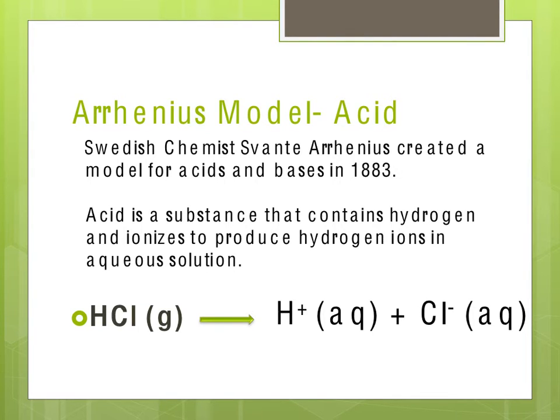So we have an example here of HCl, or hydrogen chloride gas, which produces H+ ions. There we go. That's our H+, our hydrogen ion, in aqueous solution. AQ means aqueous, and if you remember from our solutions unit, aqueous means dissolved in water. So Arrhenius defined any acid as a substance that contains hydrogen and will produce hydrogen ions when you dissolve it in water. That's what makes something an acid.